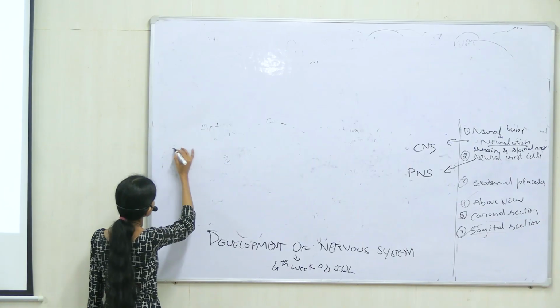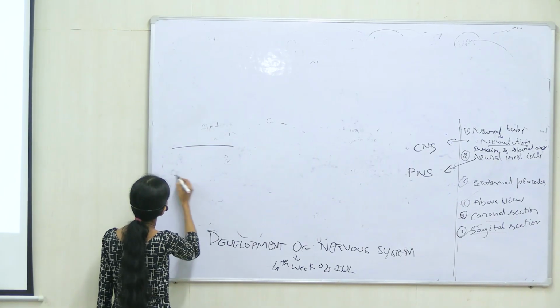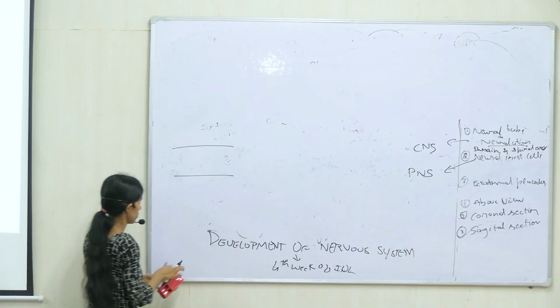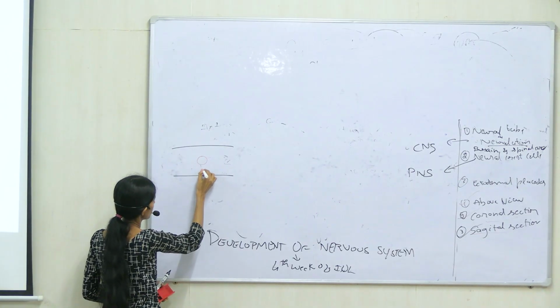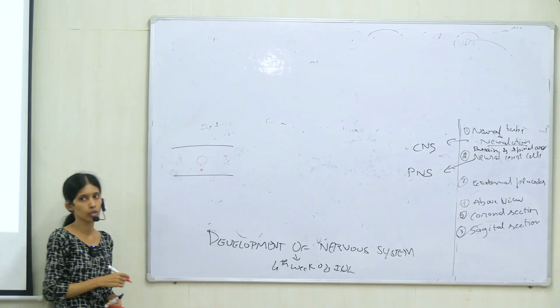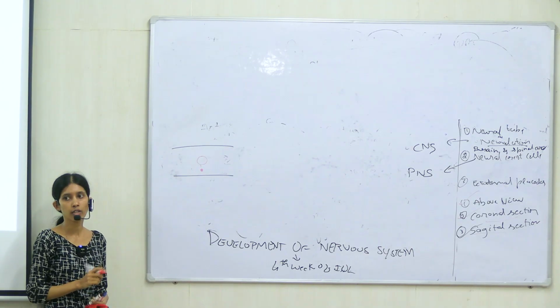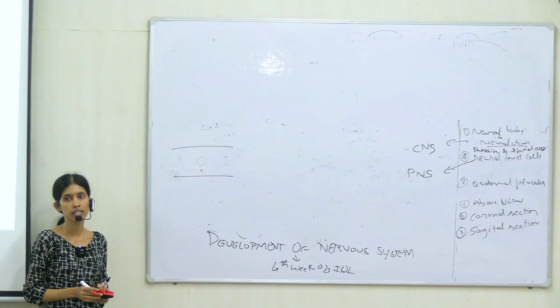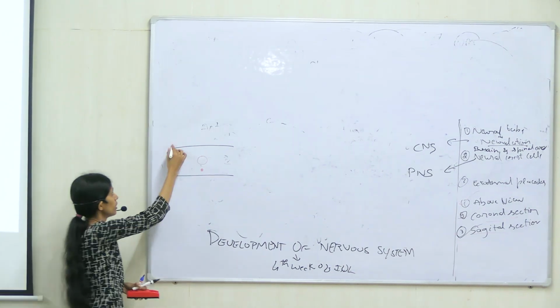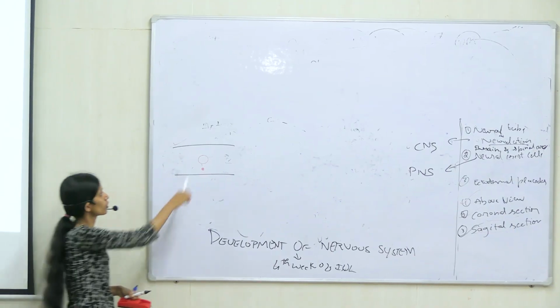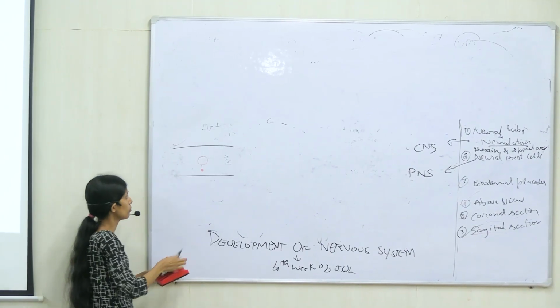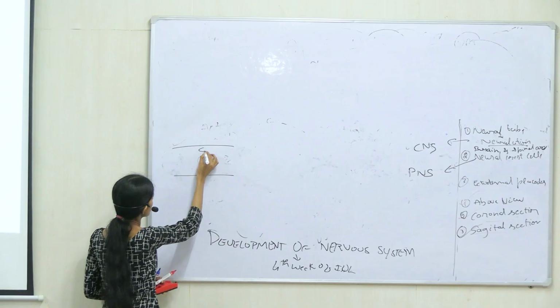So in the initial stage, the neural tube will get separated. Beneath that we have the notochord. So only your neural epithelial cells will get combined with the surface ectoderm part, and your neural crest cells will come and be present here.